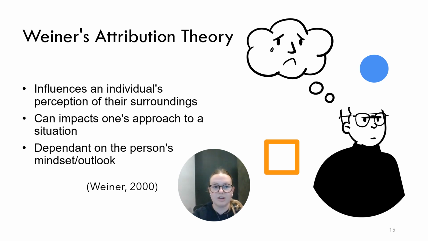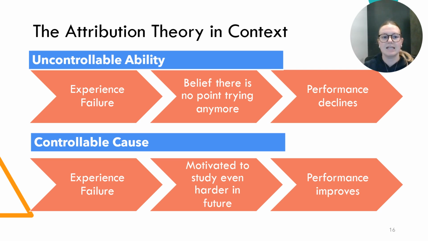Weiner's attribution theory from 2000 influences the way in which learners interpret their surroundings. This can impact how they may address a particular situation based on their mindset and how they perceive what's going on around them. Contextualizing the attribution theory, it can be broken up into two different sections, either the uncontrollable ability or what's considered a controllable cause. Subject to an individual's circumstances, here are two potential outcomes that the attribution theory may result in and be experienced by a learner.